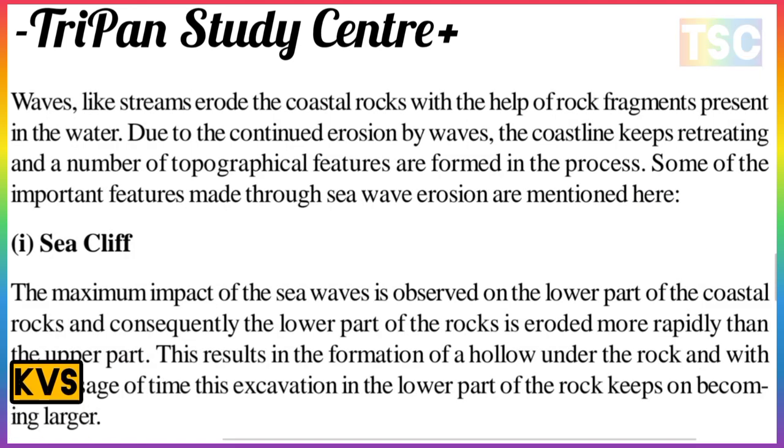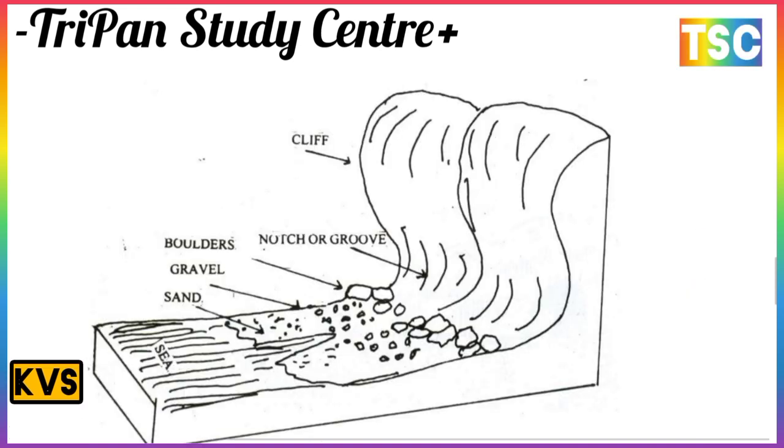In a sea cliff, the maximum impact of the sea wave is absorbed on the lower part of the coastal rock, and consequently the lower part of the rock is eroded more rapidly than the upper part. This results in the formation of a hollow under the rock, and with the passage of time the excavation in the lower part of the rock keeps on becoming larger. Here is the sea cliff.